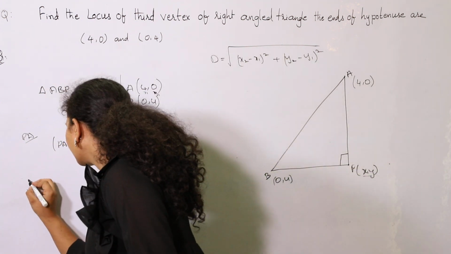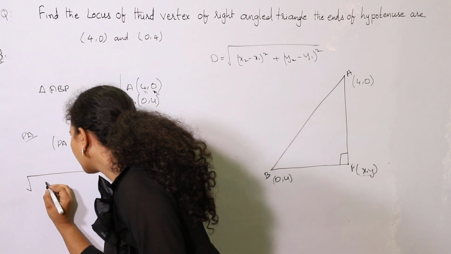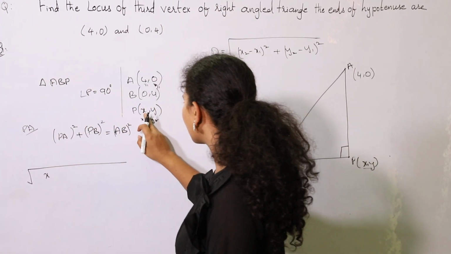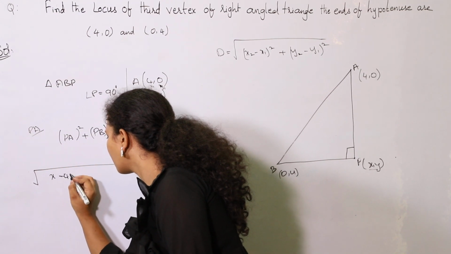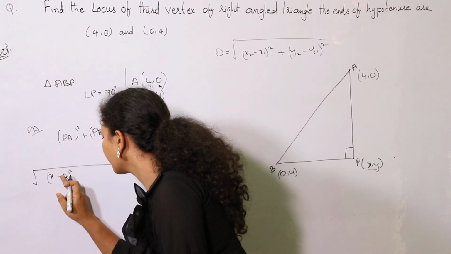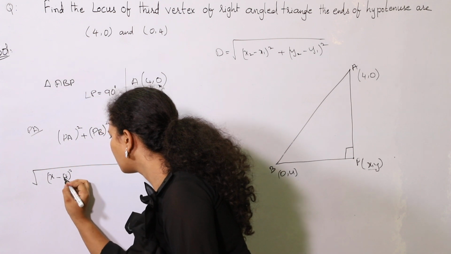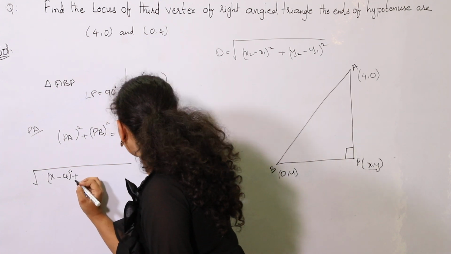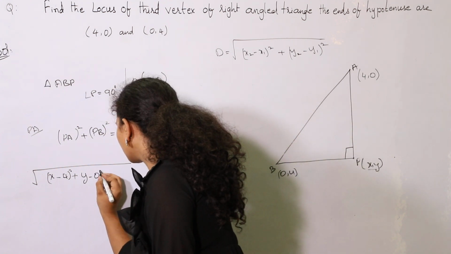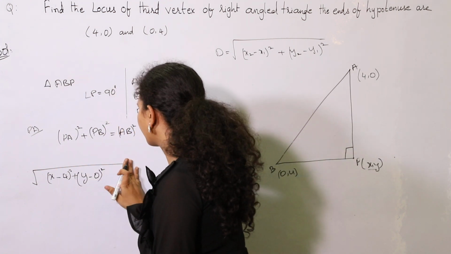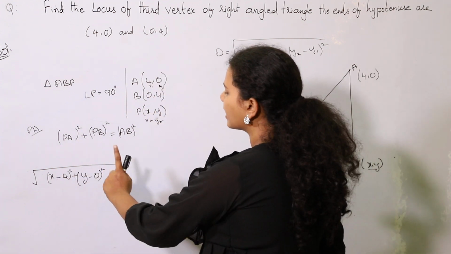So let me firstly add root of x2 minus x1 whole square. x2 means x, right? Minus x1 means 4, 4 whole square, plus y2 means y minus 0 whole square. Clear, guys?